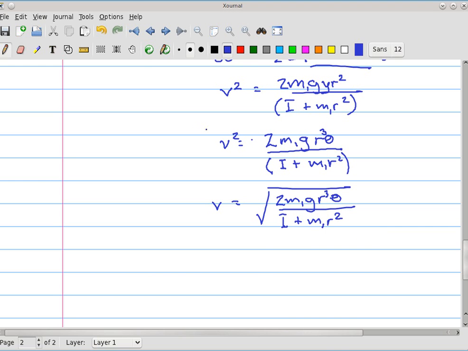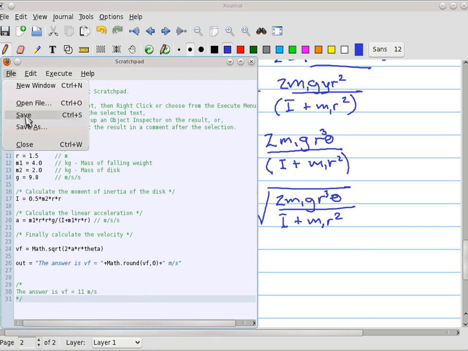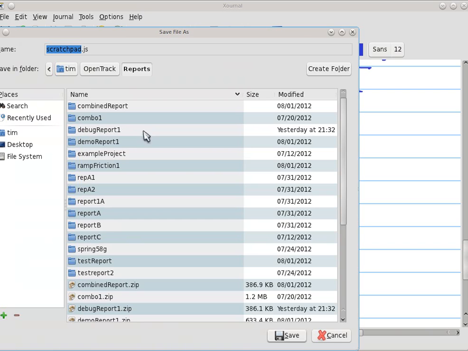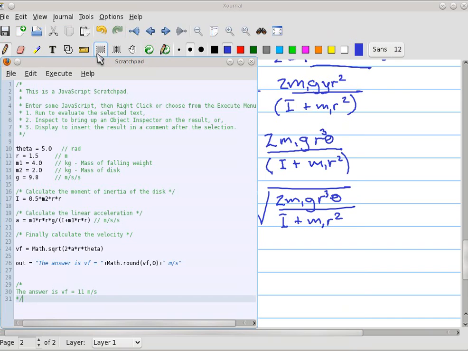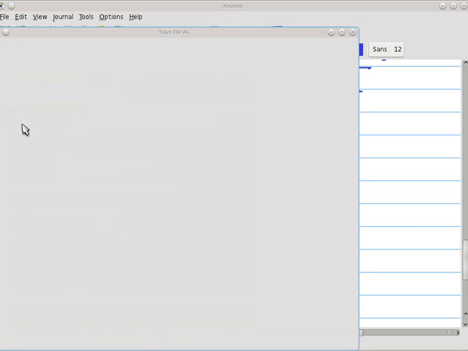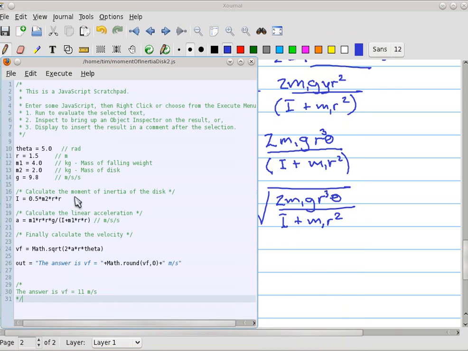Now, at this point we're ready to pull out Scratchpad. Let's pop that up. Actually, let's save this one, and then we're going to save a modification of it. Let's save it, and we'll just put it here as moment of inertia disk 1. And now we're going to save it again. We'll do a save as, and we're going to call it moment of inertia disk 2.